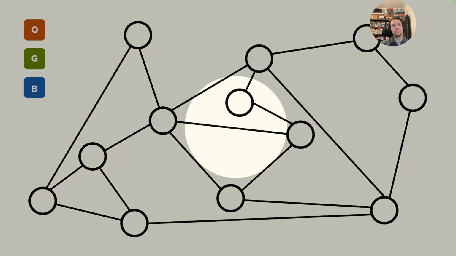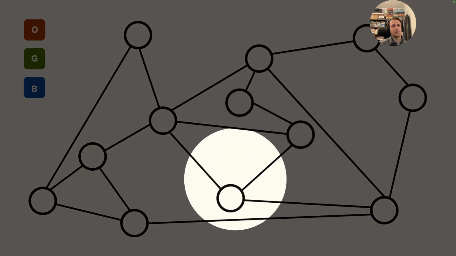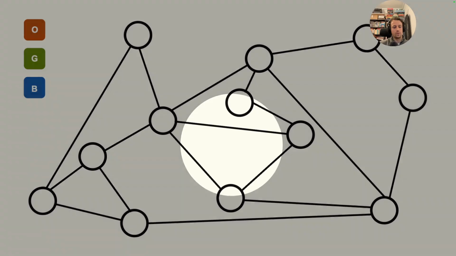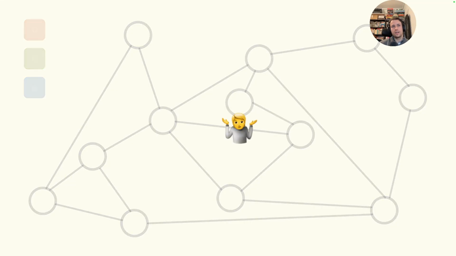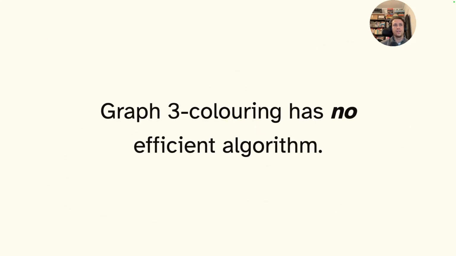So in order to check whether this is possible or not, you have to either find a coloring that works or prove to me that no coloring works. But other than our guesses, we don't really know, just by looking at the graph. And the truth is, this graph 3 coloring problem has no efficient algorithm to solve it.